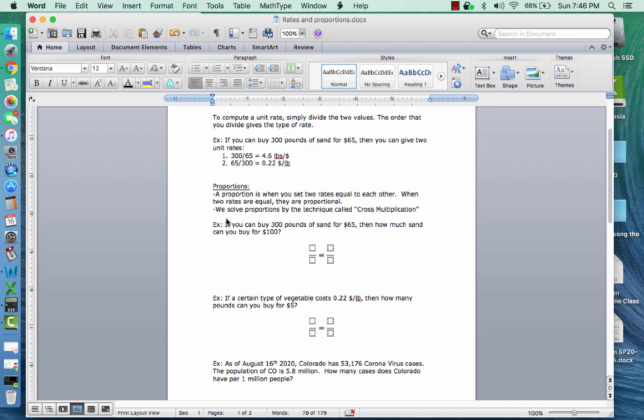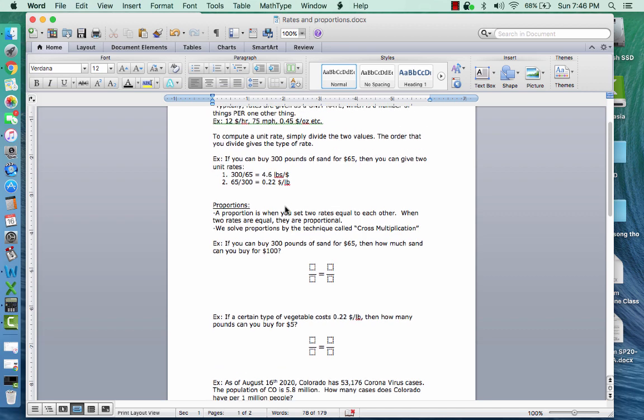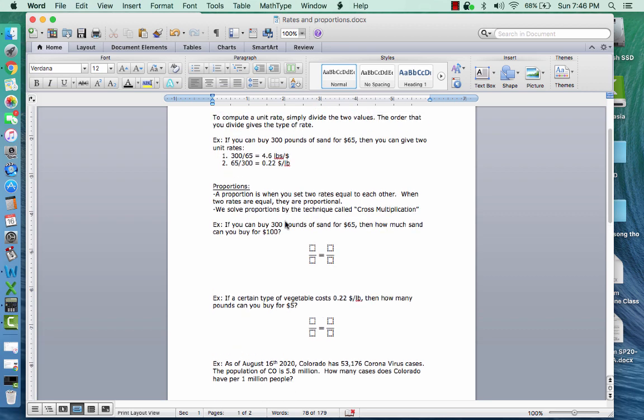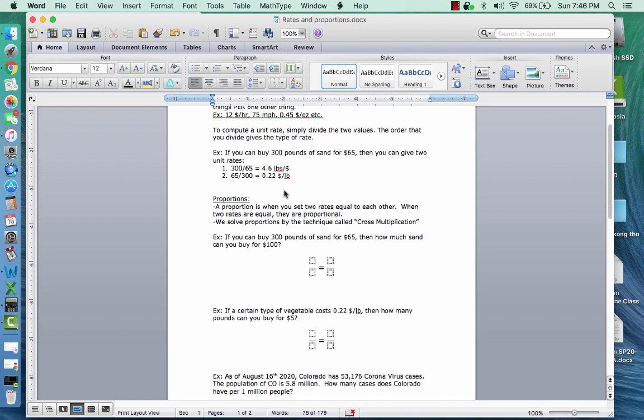So let's go back to this 300 pounds of sand for $65. If you can get 300 pounds of sand for $65, then how much sand can you buy for $100? If you know what you're doing with rates, you actually don't need to solve this using a proportion. For instance, if I know that I get 4.6 pounds per dollar, then if I want to know how much I can get for $100, I would just multiply that by 100. But you really have to know the ins and outs of rates to be able to know that. So if you're not comfortable with that, then you just set up a proportion. The techniques for proportions are pretty straightforward. It's a much easier way to solve this problem if you're not super experienced with rates.